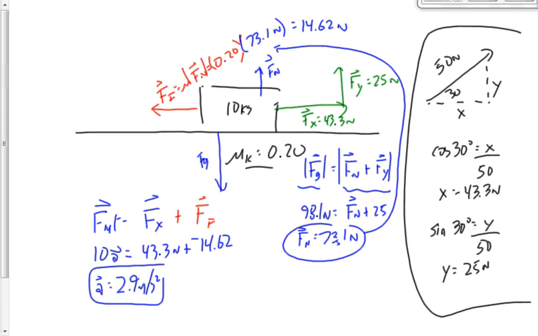How many people got 2.9 meters per second squared? What? Nobody? How many people said the normal force is m times g, 98.1 newtons? Okay, not a big surprise there. Does it make sense why it's not?